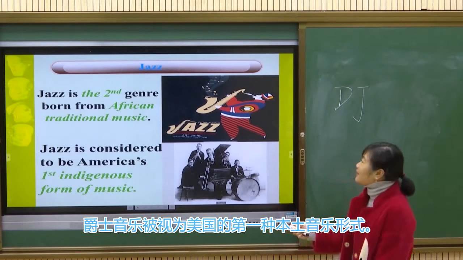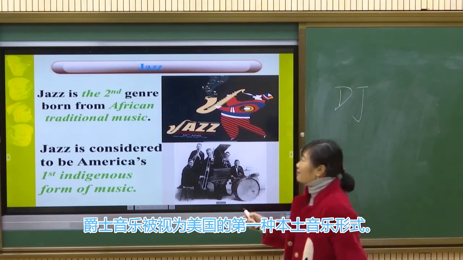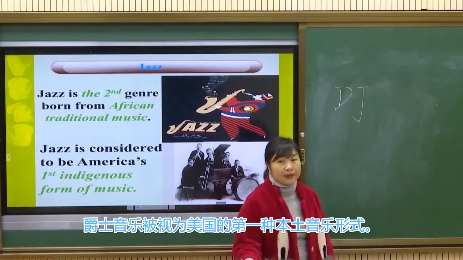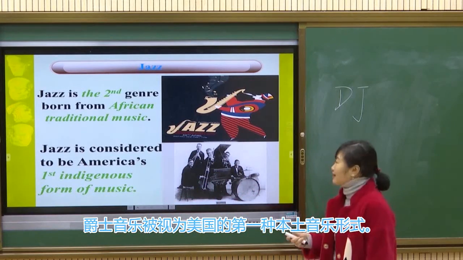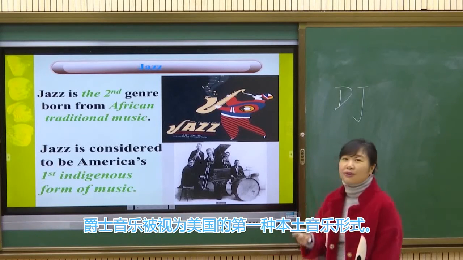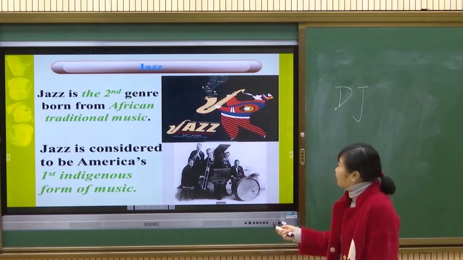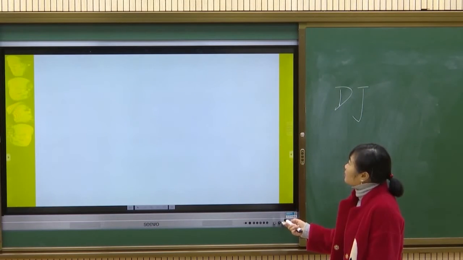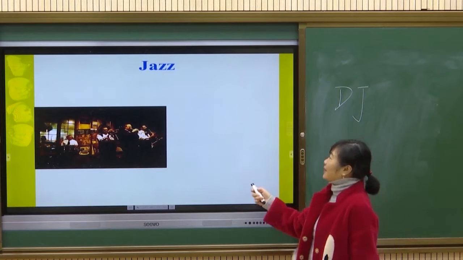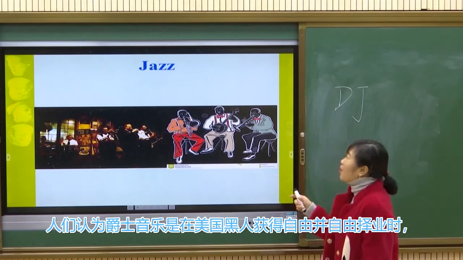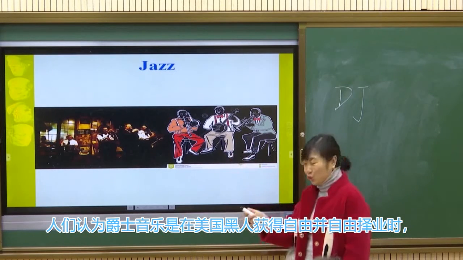And jazz is considered to be America's first indigenous, okay, indigenous means authentic, 土生土长的 form of music. Yes. So when people are talking about jazz, definitely they will think jazz is from America. And you see from the pictures, jazz is always performed by a group of people, okay, using different musical instruments.